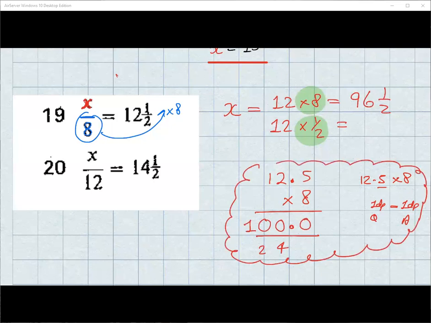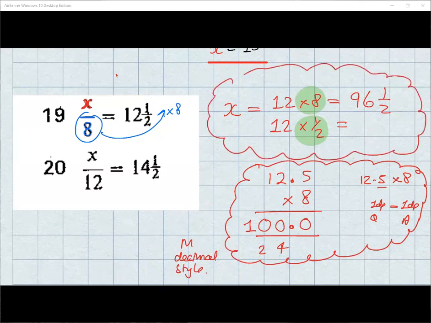The method that you give me is perfectly correct. So I call this method decimal style. Sir, yes, I did a different method. Okay, the method that you do, I think is going to be this one here. No, I didn't do that method. That's not my method. Okay, now 12 and a half times by 8.